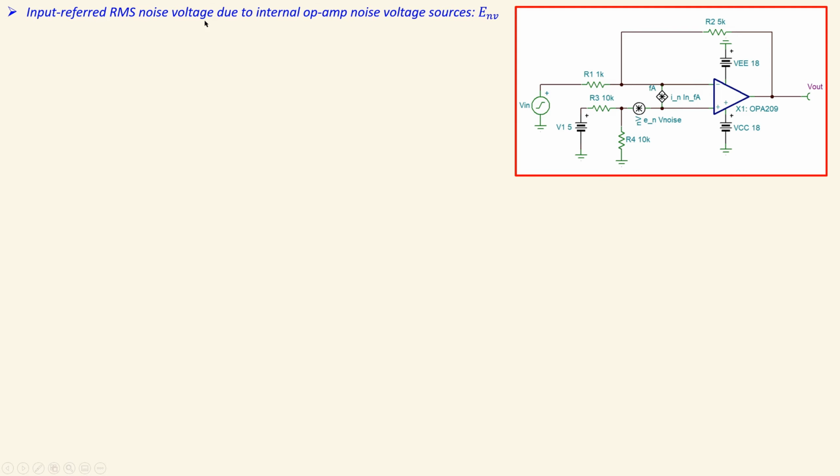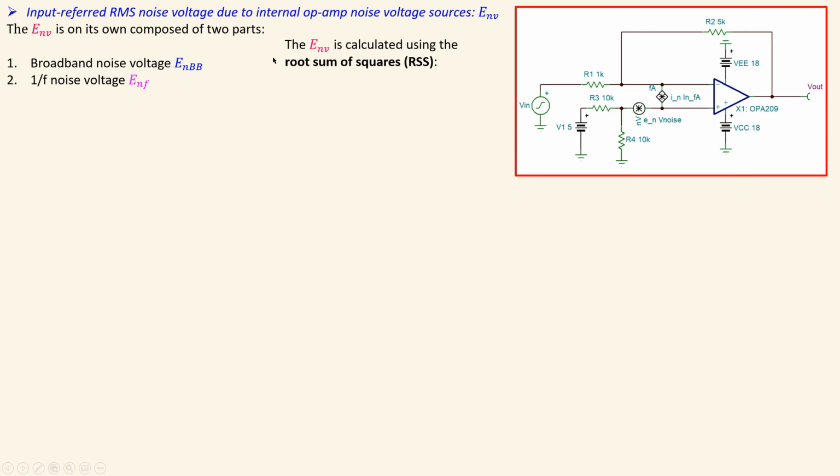The input referred RMS noise voltage due to the internal op-amp noise voltage. That is on its own also composed of two parts. We have seen in the datasheet that we have the 1/f noise part, which is dependent on the frequency, and also the part independent of the frequency. So that's why we have the broadband noise voltage in RMS and also the 1/f noise voltage, again in RMS. These will be combined in root sum of squares using this formula, very similar to what we had for the input referred RMS noise voltage.